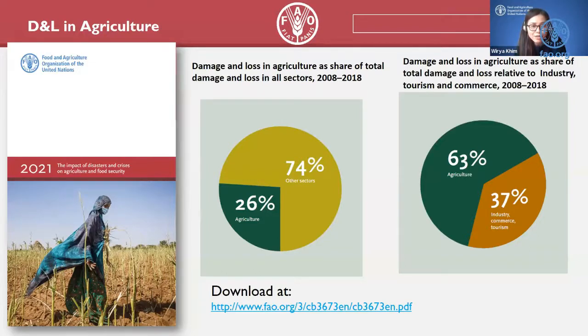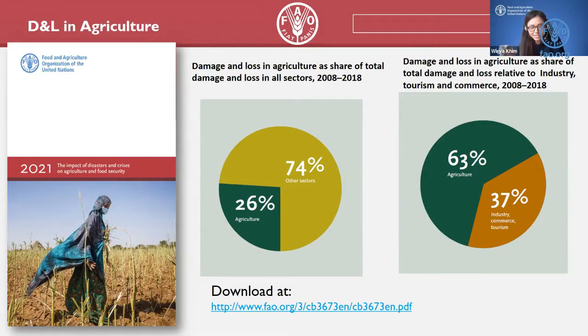Earlier this year, FAO released the latest report on the impacts of disaster and crisis on agriculture and food security, which is part of the knowledge product on damage and loss and disaster risk reduction. The report presents the most recent trends in agricultural production loss attributed to disasters across all agricultural subsectors. It analyzed the latest data to make a powerful case for investing in disaster risk reduction, climate change adaptation, and resilience building. You can download the report from the link provided in this slide.